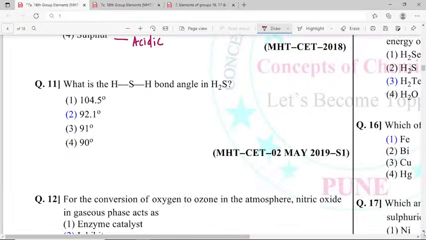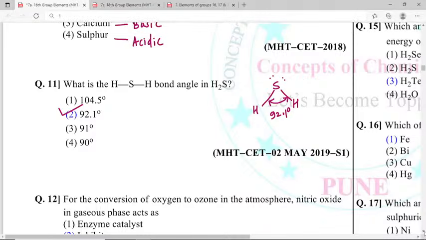What is the hydrogen-sulfur-hydrogen bond angle in H2S? Sulfur has 2 lone pairs. The bond angle is 92.1 degrees. So the H-S-H bond angle in H2S is 92.1 degrees. This is an important question, mark it as very important.